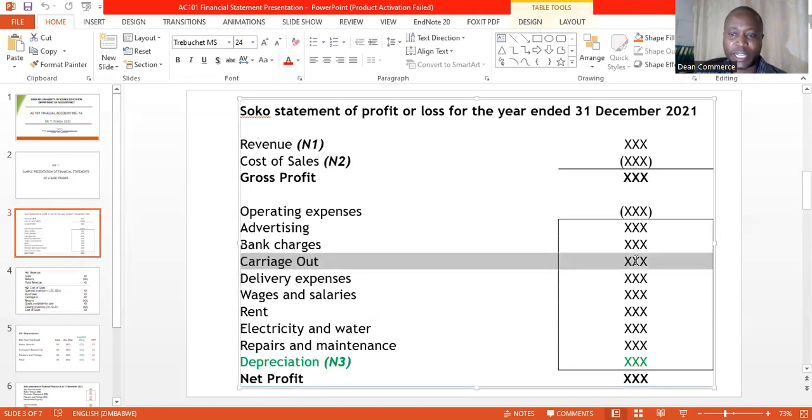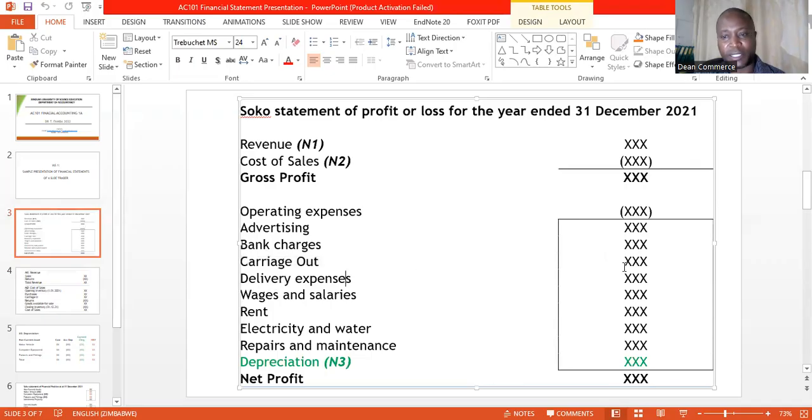Remember, we included carriage inwards in cost of sales, which is in the trading account. But in this case, carriage out is an expense. It cannot be included in the trading account, so please take note of that. Now we have delivery expenses, another operating expense, wages and salaries, rent, electricity and water, repairs and maintenance. Then I would like to come to depreciation, which is another expense that usually has adjustments.